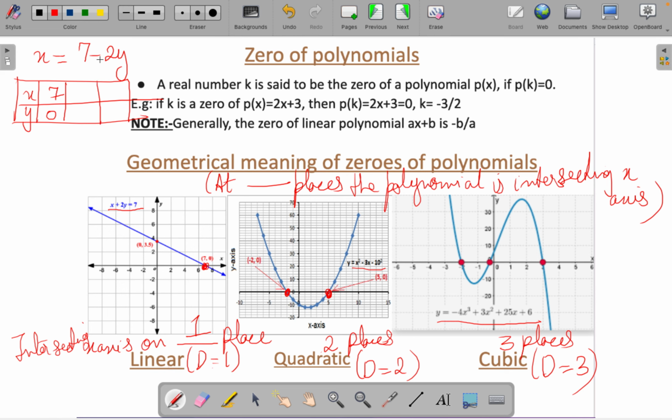We can take the value of y as 1, so this is 7 minus 2, that is 5, and then you can take the value of y as 2, so 2 2s are 4, so 7 minus 4, that is 3. Similarly, when you have to plot for a quadratic polynomial, you will take negative and positive values both.